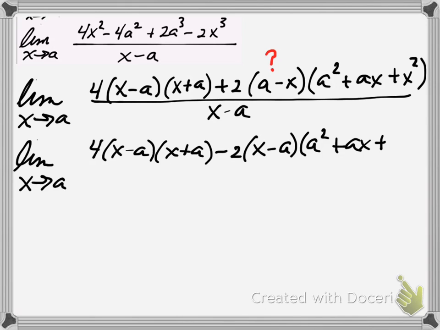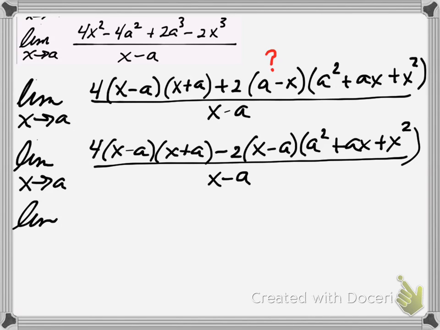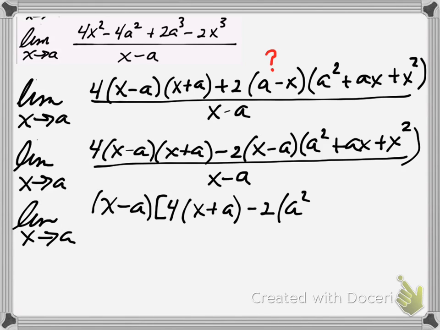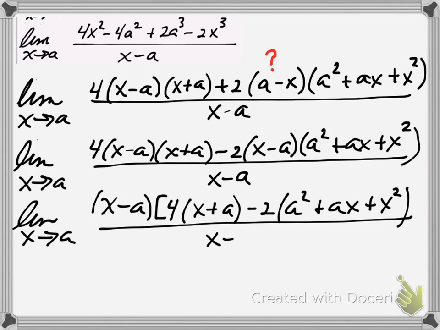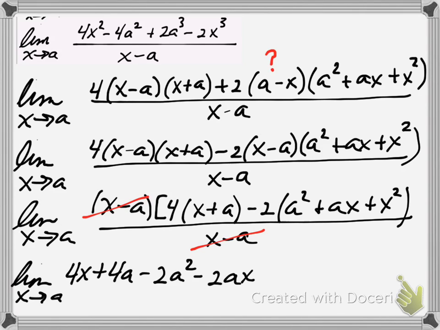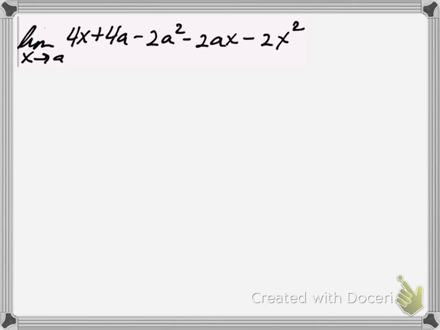And then if I look at both of my terms and factor out x minus a in the numerator, I leave behind a 4, an x plus a, minus a 2, and then that trinomial. And now I can simplify out that x minus a. And if I multiply everything out, I'm left with this product here.